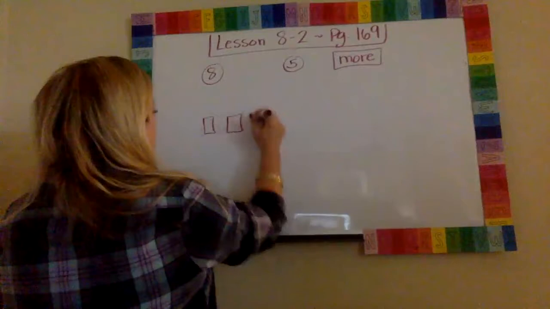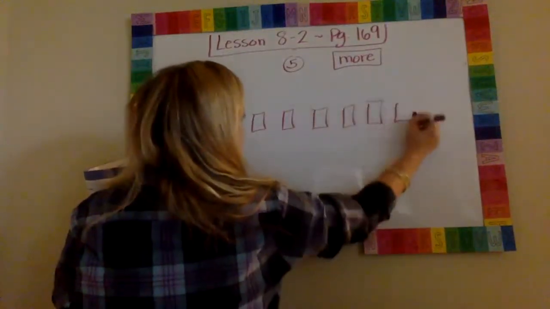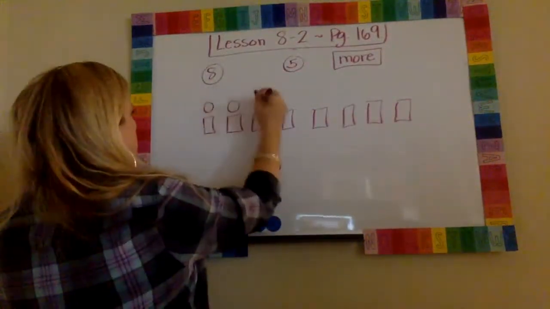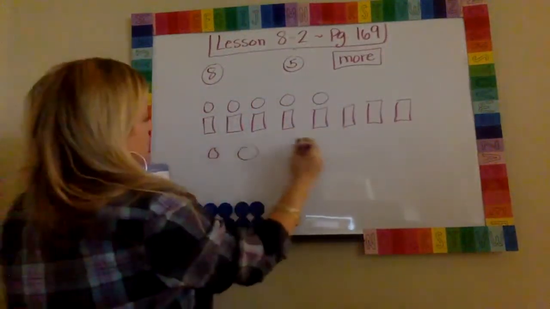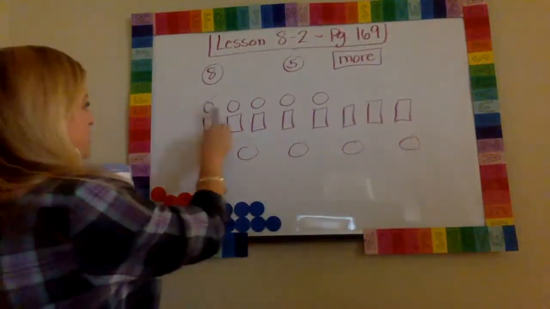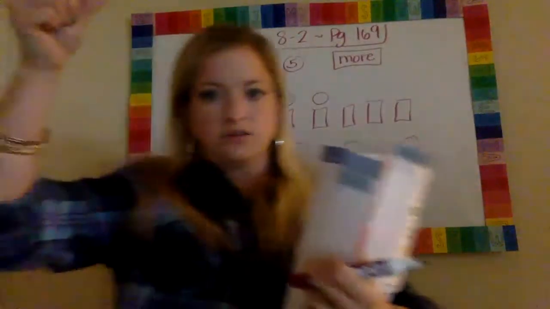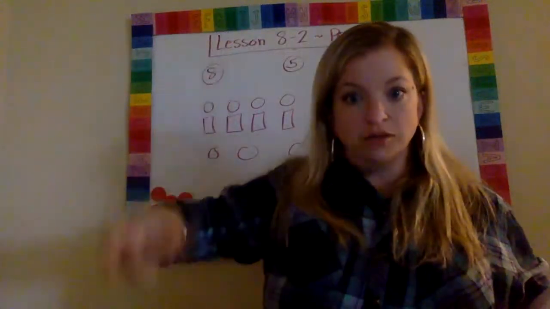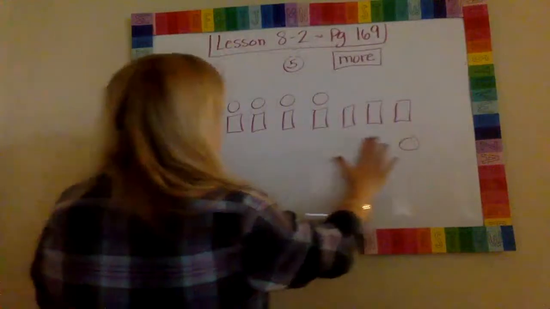1, 2, 3, 4, 5, 6, 7, 8. And there are 5 children. 1, 2, 3, 4, 5. Notice when I drew these, I drew them in a straight line. It's really hard to compare if they're not in a straight line. We call this columns like the White House. Your hands go up and down, and you say columns like the White House, columns like the White House. So these are in columns. They're all super straight, not just thrown about.